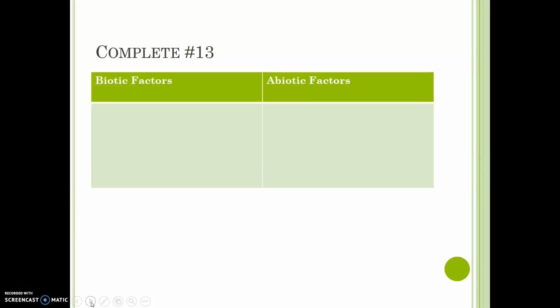So, first one, rocks. Are rocks a biotic or abiotic factor? Okay, a rock is an abiotic factor. It is non-living. Okay, next one, mushrooms. Mushrooms are biotic. Yes, they are living. Okay, and sand. Sand is not alive. It is abiotic. So make sure that you finish filling out the rest and putting them in the appropriate column. If you don't know one, then use the internet.